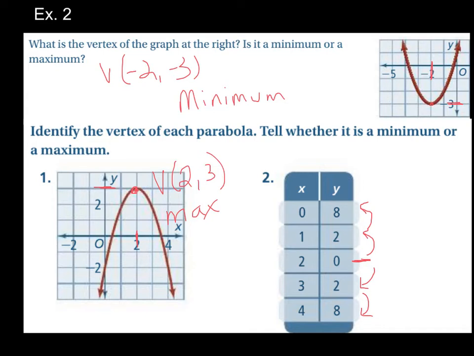And notice that these values are increasing, 0, 2, 8, 0, 2, 8, which means my vertex is going to be at the point (2, 0), and it is going to be a minimum because all of the other y values are getting bigger as I move away from the 0. So we can also look at a table of values and sometimes see where that vertex is by looking at that symmetry that exists in the y values.